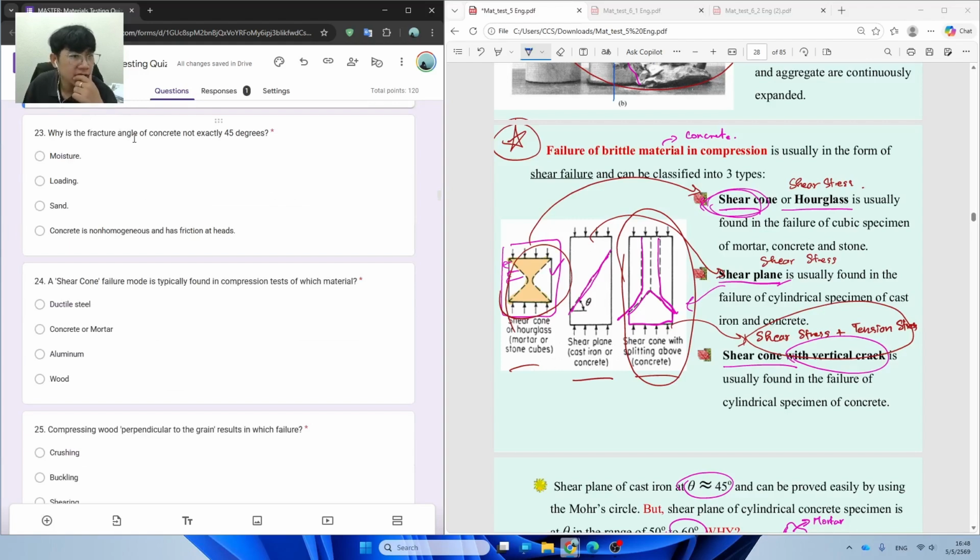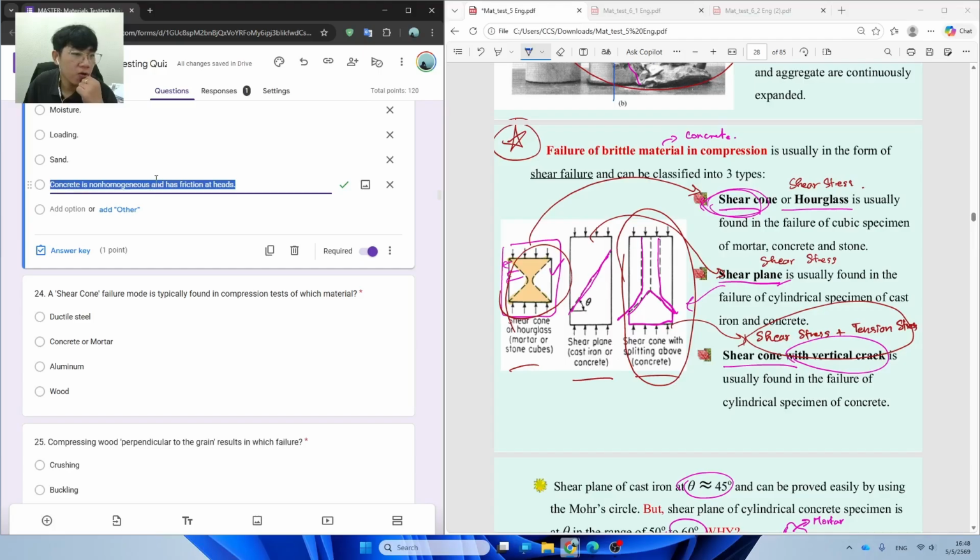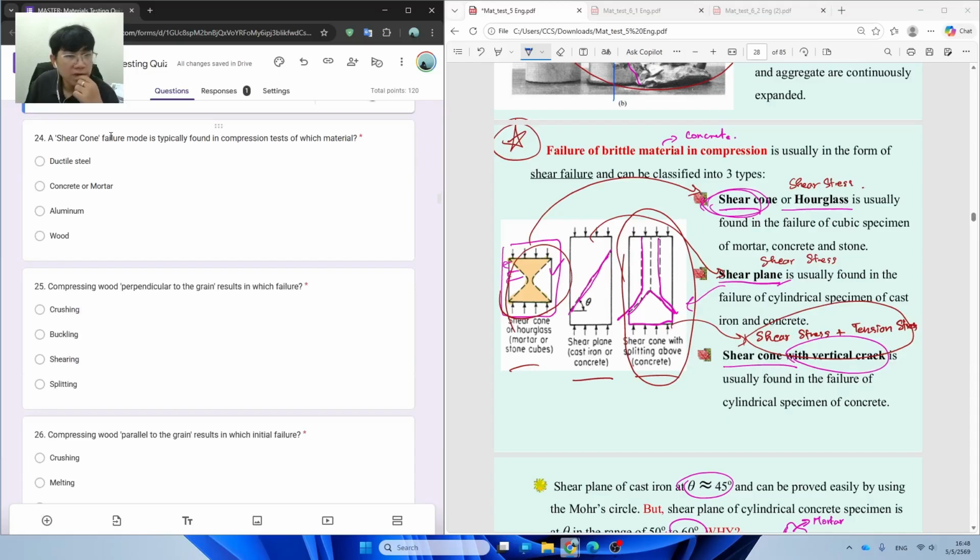And why are the fractures of concrete not exactly 45 degrees? You can just pick over here because concrete is not a homogeneous material, which contains coarse aggregate, fine aggregate, cement, and water. For a shear cone failure, if you look at the failures, you have a sample of mortar and the cylindrical shape of the concrete. The shear cone of the mortar basically failed by the shear stress. And for the shear plane failure like this, it failed by the shear stress.